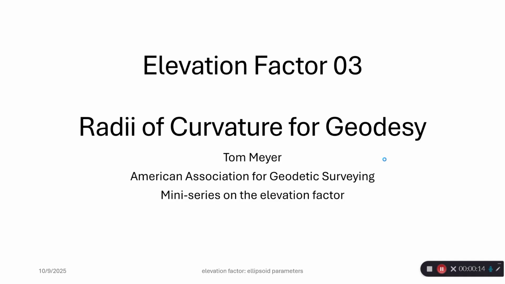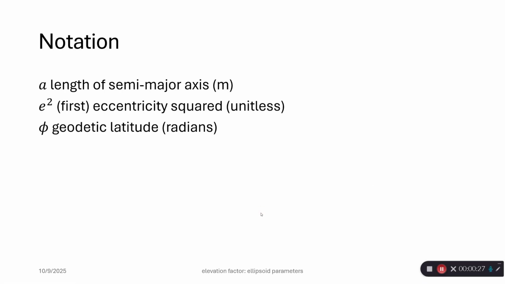In this video, we are now at a position where we can explore the various radii of curvature that we use in Geodesy, and in particular, we're going to focus on the ones that we use to compute the elevation factor. Here's our notation. As we saw in the previous video, we'll use an italic Roman letter A for the length of the semi-major axis in meters, e squared is the first eccentricity squared, and phi is geodetic latitude in radians.